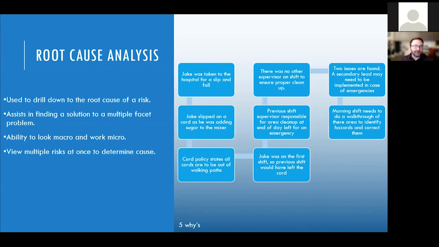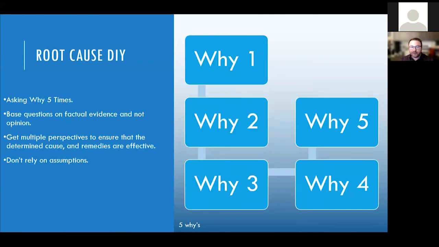So that's an example of root cause, 5 whys, very simple. And this is how you do it yourself. Again, you can do it on paper, you can do it through Excel, you can use any number of formats. But essentially for this, you're asking why 5 times. And you want to base your questions on factual evidence and not opinions.